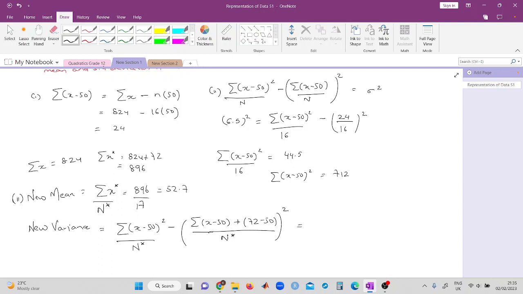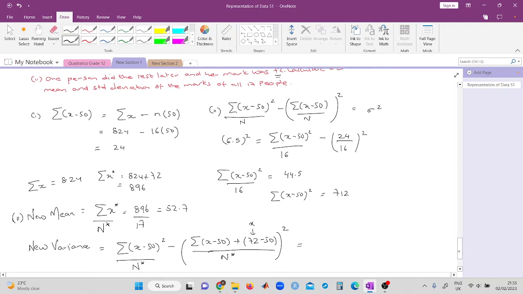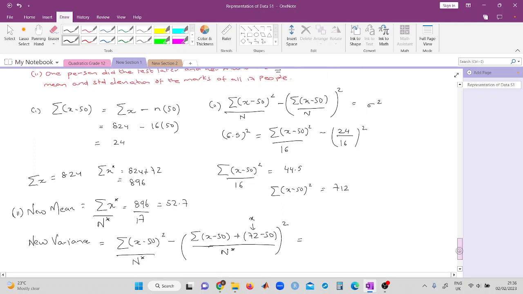This is the formula. Okay, the new value of x. With this, minus... we replace, in fact. What is the new value that was added? Okay, it's x. That new value of x is 72, because it's the new point. The new point that was added was 72. So I replace it by 72.